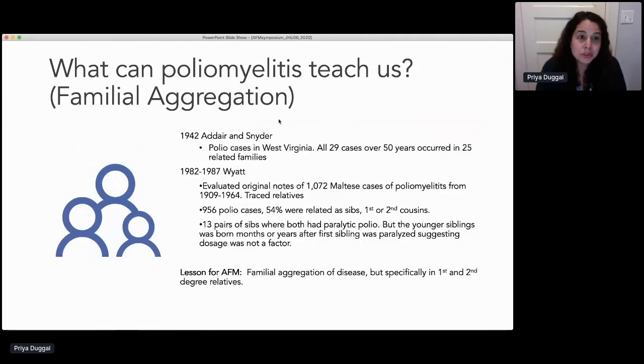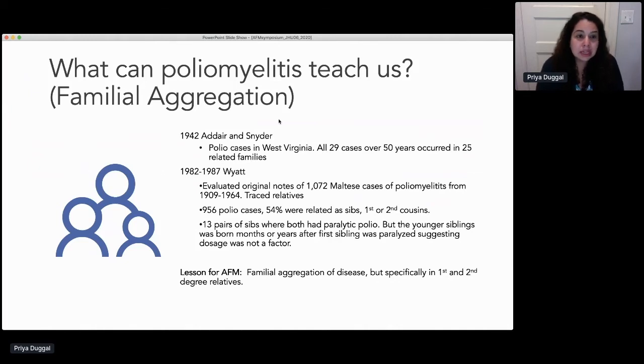We also learned from two different studies, by Darren Snyder and by Wyatt, about how it did aggregate in families over generations. In one, polio cases in West Virginia, 29 cases over 50 years, could be attributable to 25 related families. So on the surface, it looked like 25 different families, but when investigators went in deeper, they realized that all 25 families were actually related into one very large pedigree, and all the cases in that area were attributable to that one family.